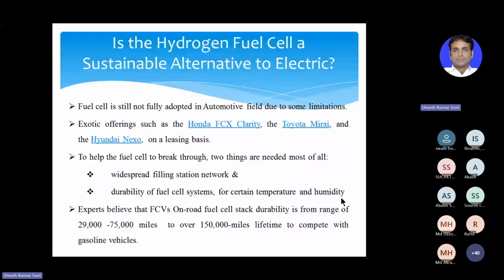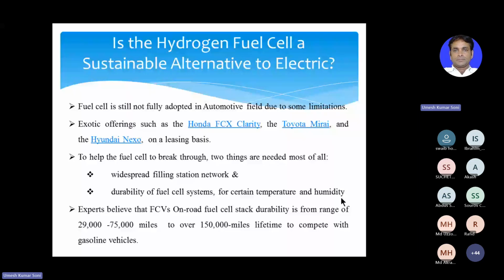And also, a second very important factor is that fuel cell vehicles on road have stack durabilities from 29,000 to 75,000 miles for one life cycle. But for internal combustion engines, it is 150k miles of lifetime. So we have a challenge to increase the lifetime of the fuel cell up to this range, which is generally available in internal combustion engines and other types of engines.